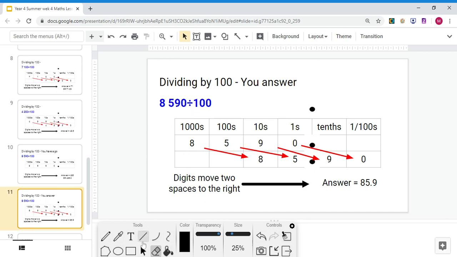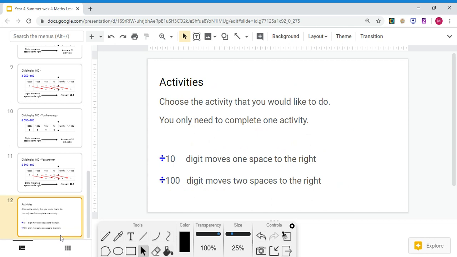Now, as I said early on, if you need to go through the parts of this video again, you can just rewind and go through those steps again and have a bit of a practice. Okay, so we are now coming on to the activities. You can choose any activity you want, but you only need to do one. Here's a reminder: when you divide by 10, the digit moves one space to the right. When you divide by 100, the digit moves two spaces to the right.